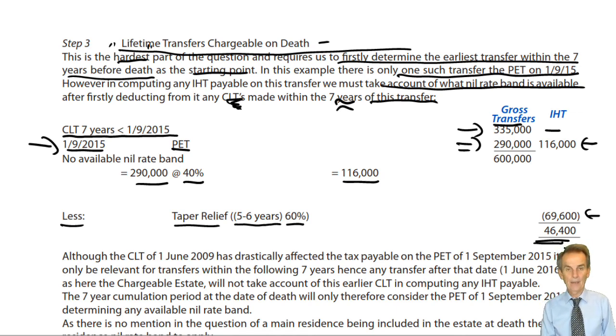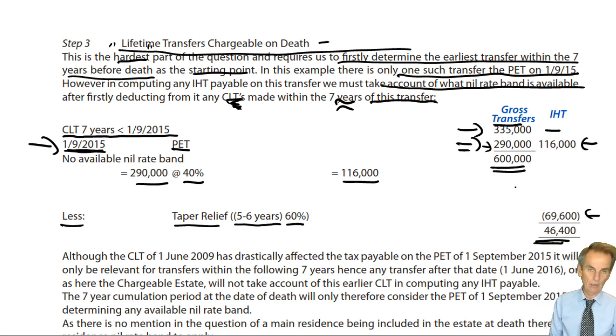Now then, that would have sorted out the lifetime transfers chargeable on death. Indeed, it was the lifetime transfer chargeable on death. But it still meant that we would have to, of course, deal with the death estate. Now, back in September 15, you'd added the 290, and at that date, your cumulative total on this taxpayer's clock, this accumulated clock figure here, would be 600,000. If that was the situation at the date of death, then, of course, there'd be no nil rate band to go against the death estate.